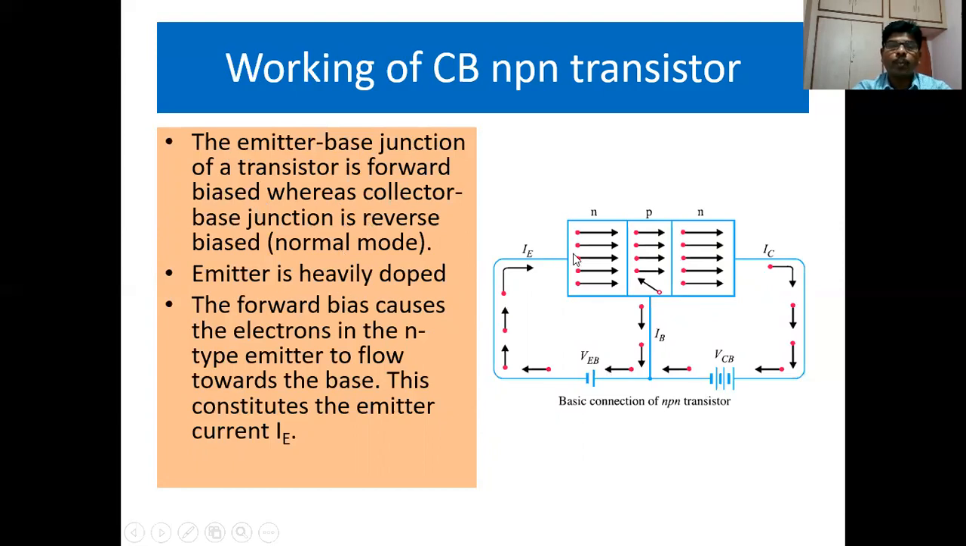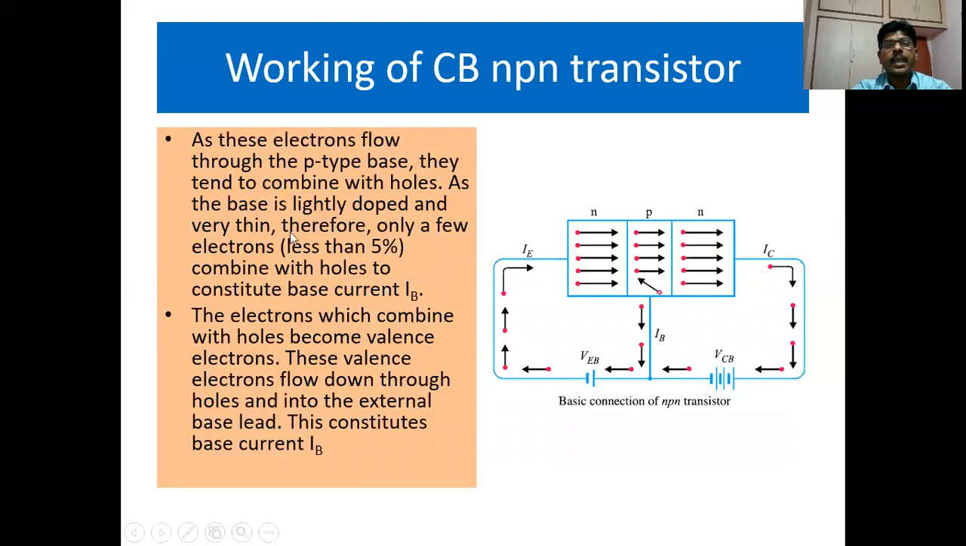The emitter is heavily doped. The forward bias causes the electrons in the N-type emitter to flow towards the base. This constitutes the emitter current IE. As these electrons flow through the P-type base, they tend to combine with holes because in P-type, holes are majority charge carriers. As the base is lightly doped and very thin, only a few electrons, less than 5%, combine with holes to constitute the base current IB.